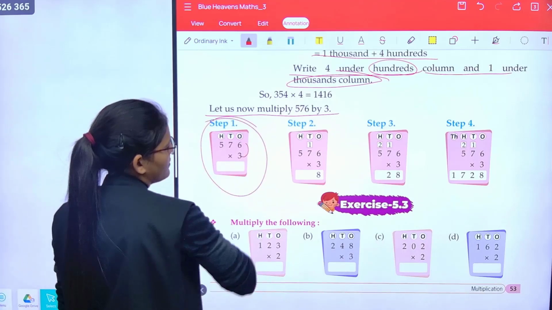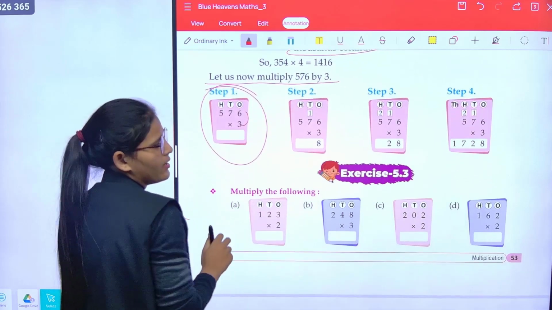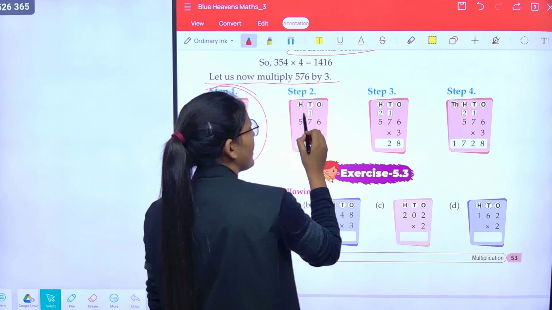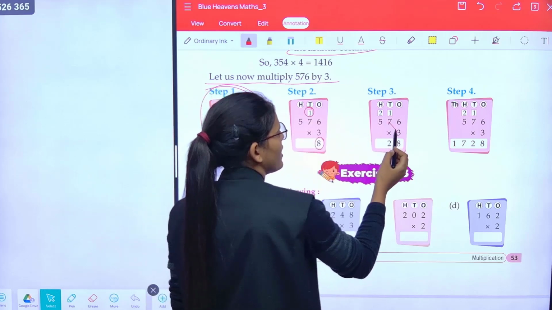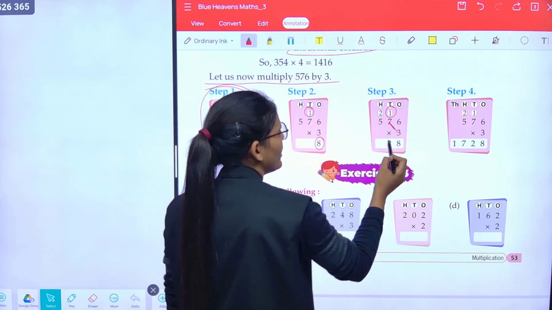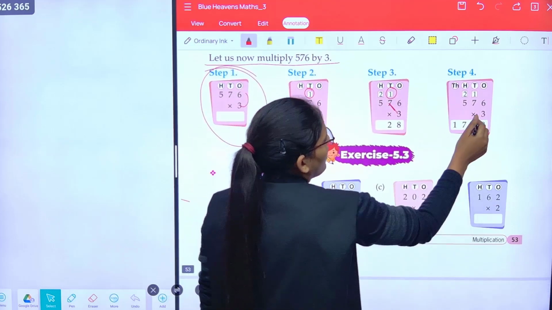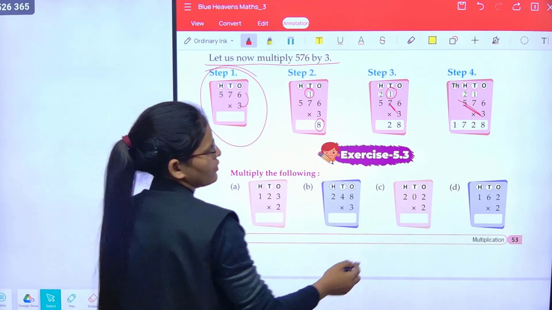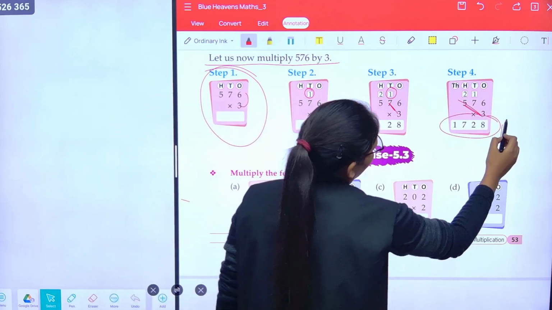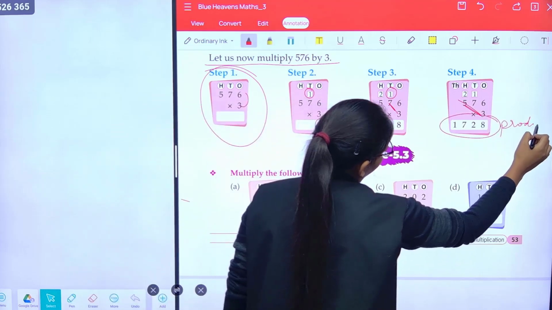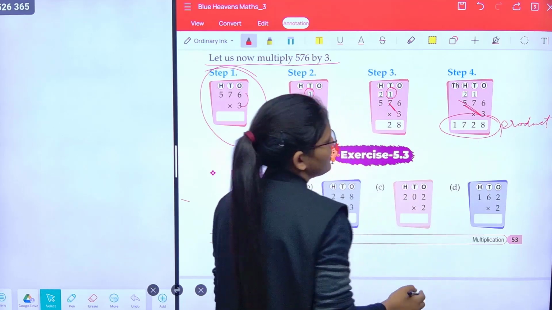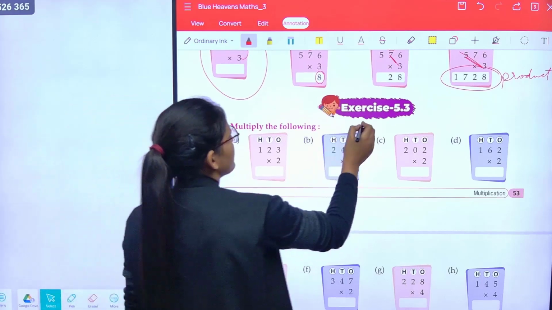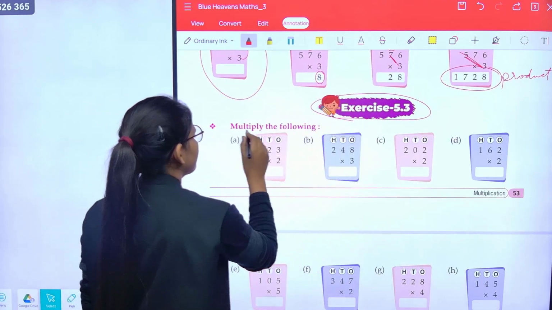Let's now multiply 576 by 3. Firstly, arrange the numbers in columns. Now 3 sixes are 18. 8 is written here and carry 1. 3 sevens are 21. 21 plus 1, 22. Carry again here. 3 fives are 15. 15 plus 2, 17. So the product is 1728.